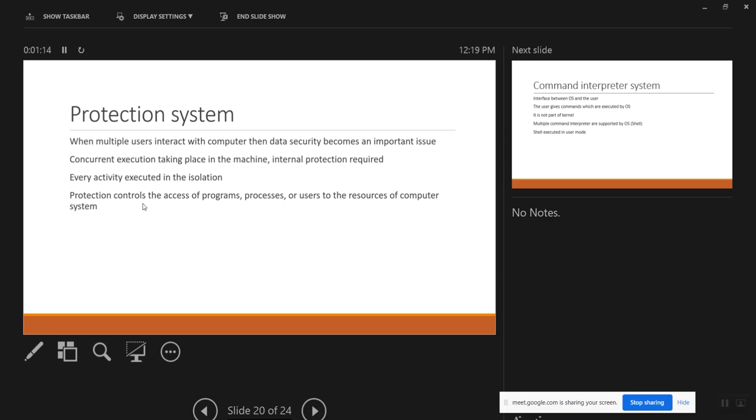The next point is about protection, which controls the access of the program processes or the users to the resources of a computer system. The protection control should be provided to the program processes and also to the resources of the computer system. So this is about the protection mechanism provided by the operating system.